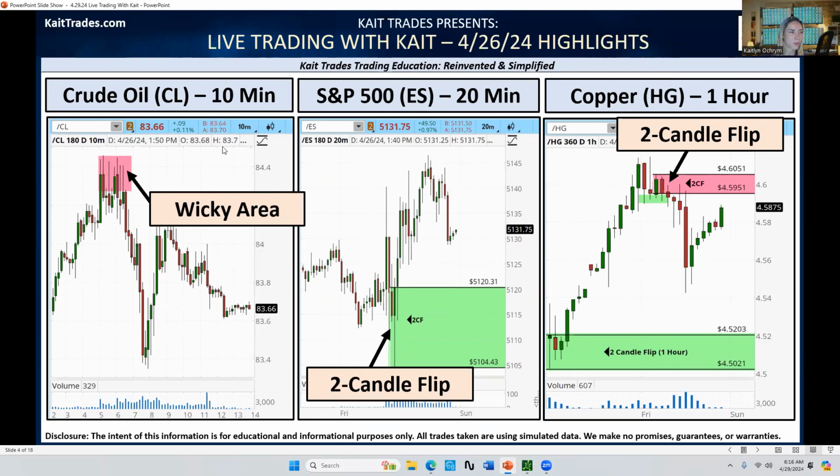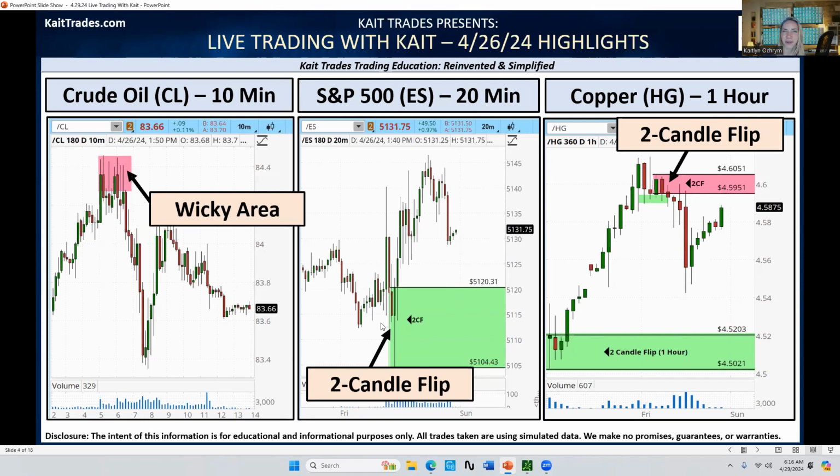So crude oil, we took a short trade, if you recall, based on finding that wicky area on the top side. Again, that's just a general way to view the price charts, if you're seeing a lot of wicks pushing price in one direction. In this case, we had a lot of wicks on the top side pushing price down. That was an odds enhancer to look for short trade opportunities. The wicks tell us that the sellers are in control here, so we want to look for our short trades. We took a successful short trade on crude oil.